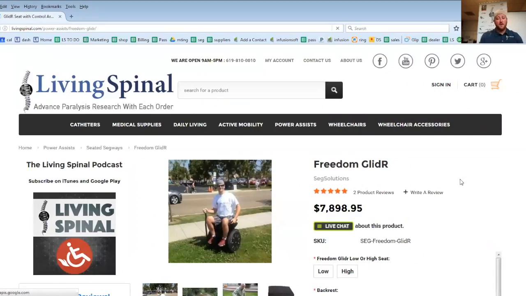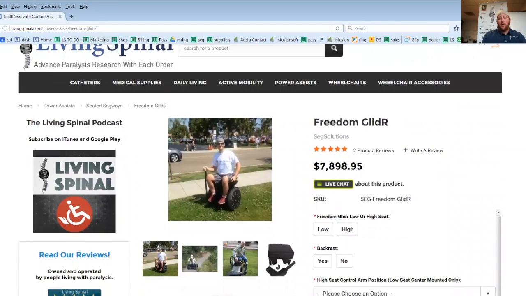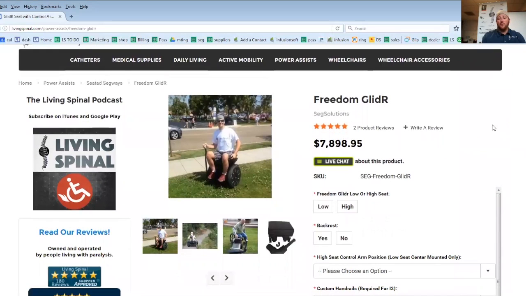Today, we're going to be working on one of my favorite seated Segways, the Freedom GlidR. One of the reasons why I love it so much is because it's simple, it's affordable, and it really is comfortable. Living Spinal is the only place you'll find the Freedom GlidR in the United States. You'll see right away, and this is something that people will notice, wow, it's really affordable. The Freedom GlidR has a very simple design that makes it the cheapest seat that you can get for a Segway.